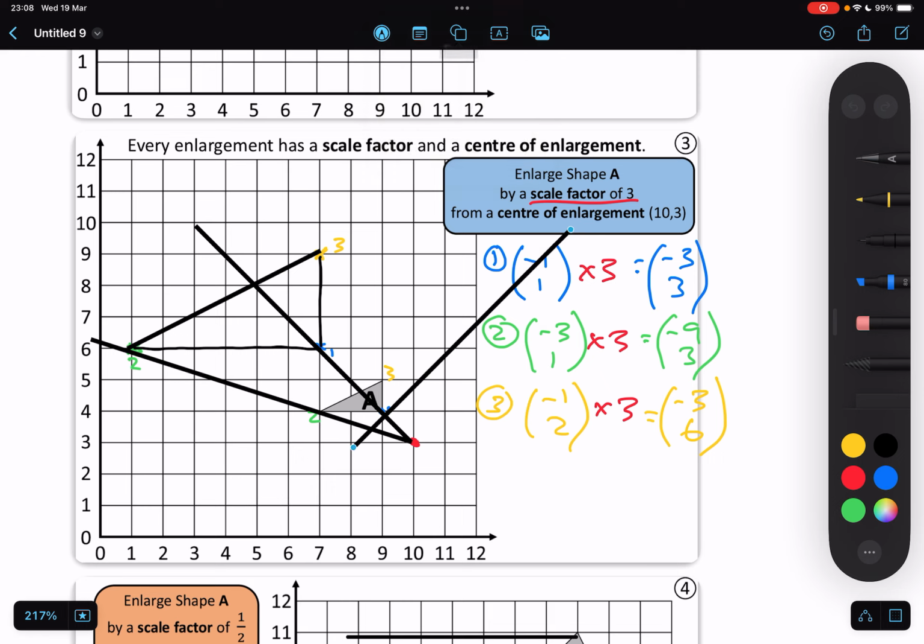And then finally, does it go through 3 and 3? So from the center of enlargement, it goes through 3 and it goes through 3 as well. So with that, we are convinced that the answer is 100% correct.